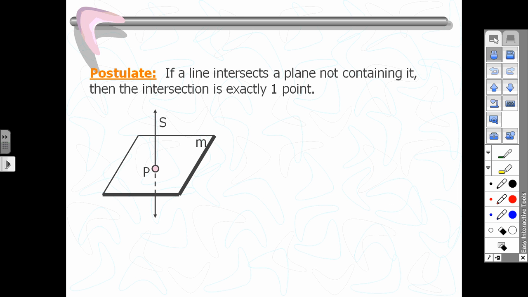Next, we have a postulate that says if a line intersects a plane not containing it, so that means that this line cannot be drawn actually in the plane, it has to go through the plane, then the intersection is exactly 1 point, and we call that point, do you remember? It's the foot of the line.